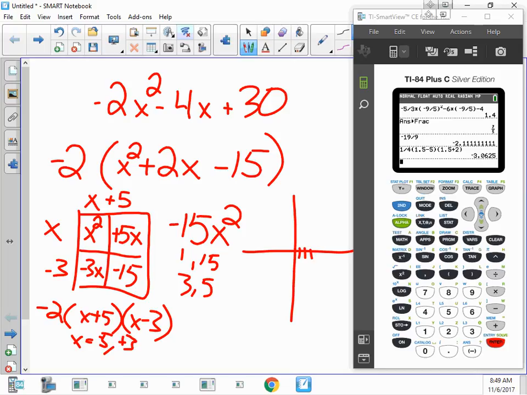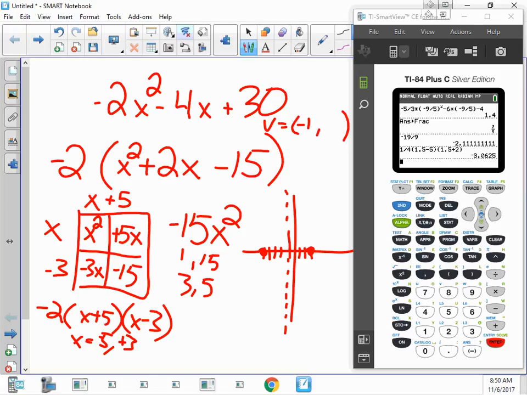So 1, 2, 3, 1, 2, 3, 4, 5. Where is the axis of symmetry? Well, we take negative 5 and 3 and we find the average. Negative 5 plus 3 is negative 2. Cut that in half and you get negative 1. The axis of symmetry is right here at x equals negative 1. So the vertex would be negative 1 comma something.